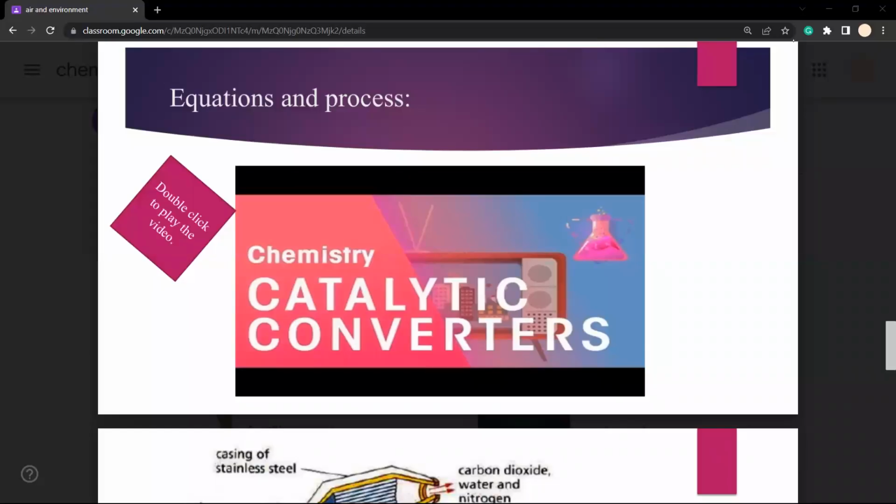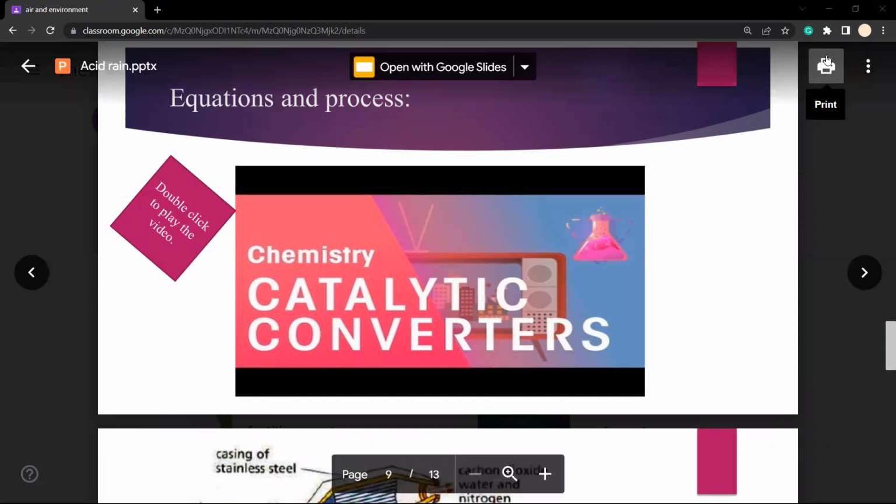The second remedy or the second method to reduce the impact of the acid rain is using the car catalytic converter. What happens in the car catalytic converter? The harmful gases like oxides of nitrogen and the carbon monoxide enter the car catalytic converter, and there they react together to give us less harmful gases.